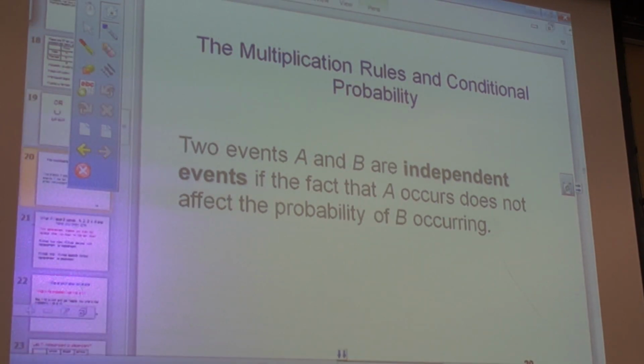So, I believe we kind of covered it already on the next page, the middle of the next page. Two events A and B are independent events if the fact that A occurs does not affect the probability of B occurring. All right, we covered that last class.